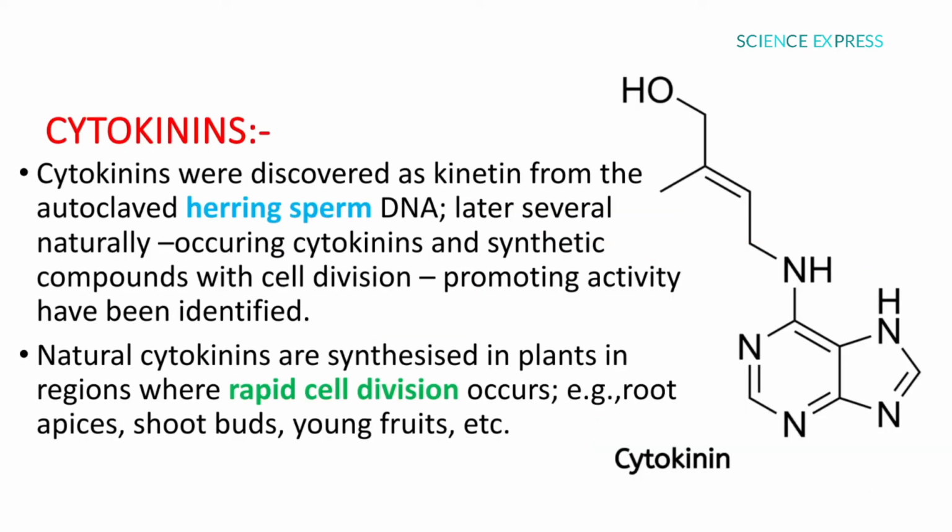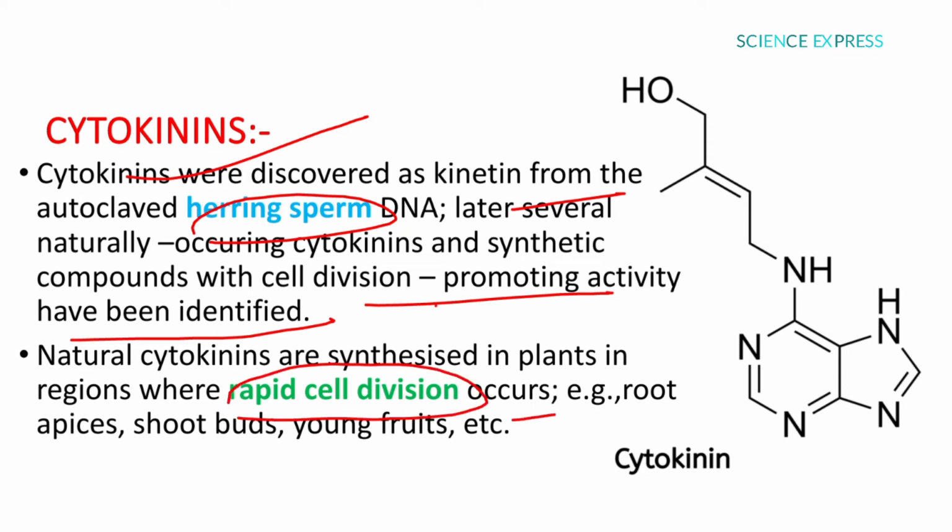Now another growth promoting hormone, cytokinins. Cytokinin was discovered as kinetin from autoclaved herring sperm DNA. Later, several naturally occurring cytokinins and synthetic compounds with cell division promoting activity have been identified. Mainly, cytokinins promote cell division. Natural cytokinins are synthesized in regions where rapid cell division occurs: root apex, shoot bud and young fruits.